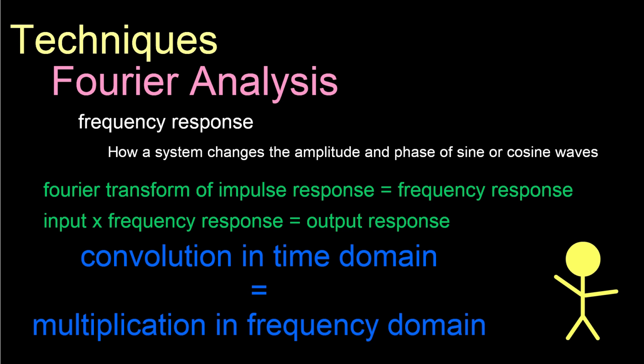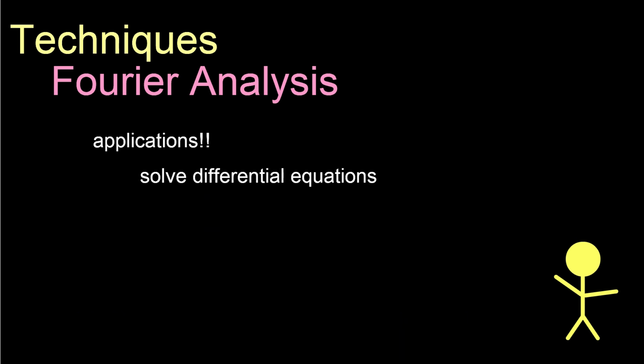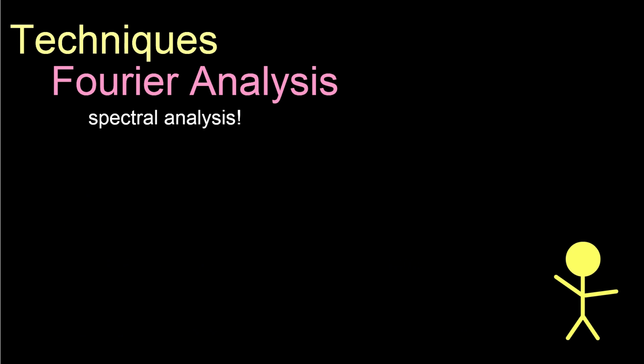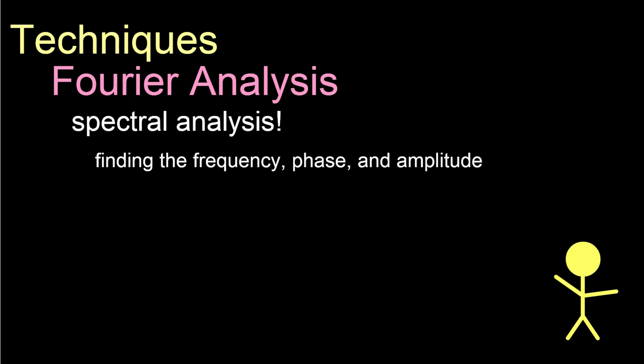This is also called the convolution theorem. However, this is not 1 times 1 multiplication because signals have both real and complex aspects, meaning we have to FOIL. Applications of Fourier analysis include solving differential equations because it may be easier to solve in a different domain, or performing spectral analysis, which means using the Fourier analysis to extract a signal's frequency, phase, and amplitude.